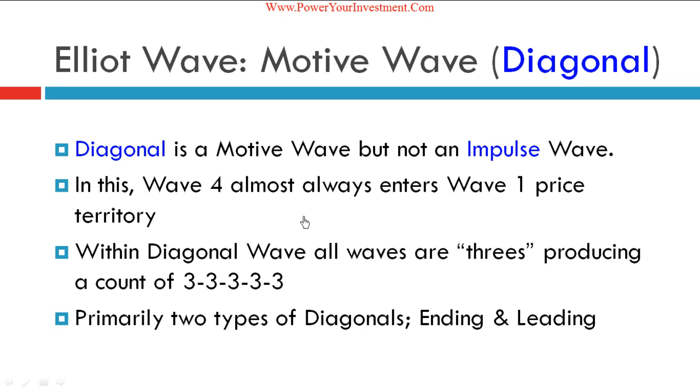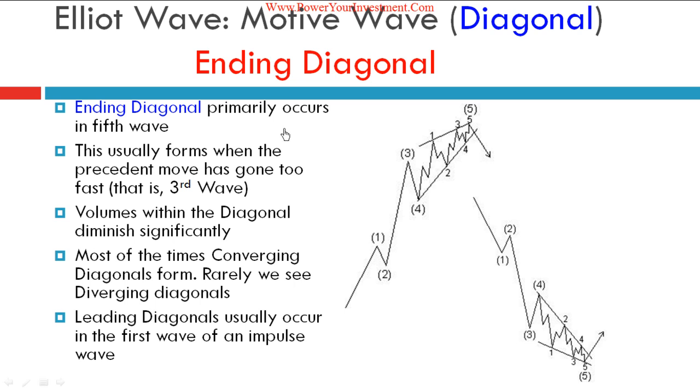Leading diagonal is not that common, hence we won't go into the details of that. But ending diagonals are usually spotted a lot, and we will revisit them during our later slides. So let's study the ending diagonal first. As you may see here, we have a 5-wave structure, 1, 2, 3, 4. But the fifth one, as you can see, is a complicated structure. That's what an ending diagonal is.